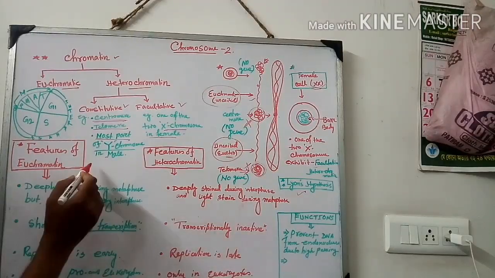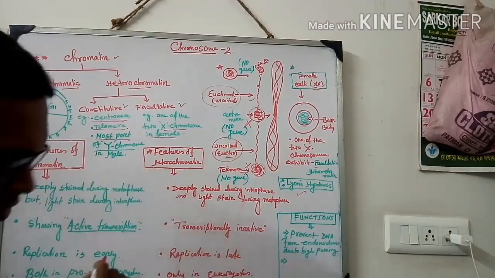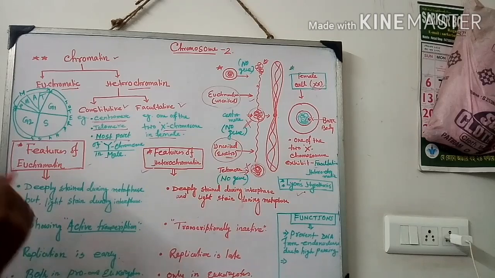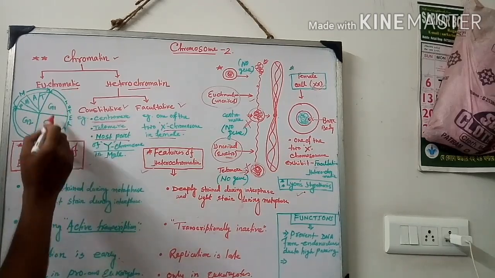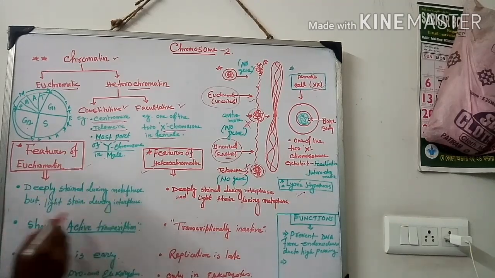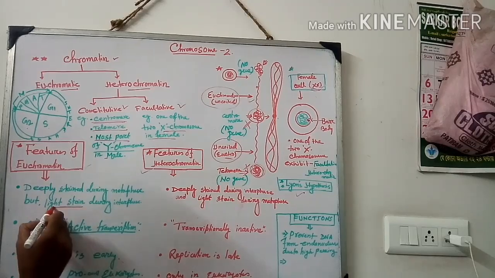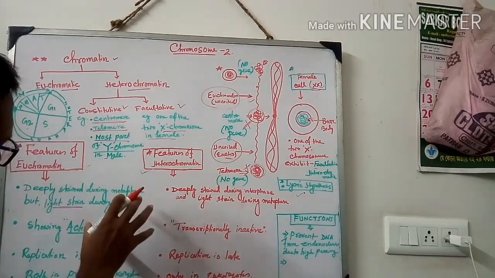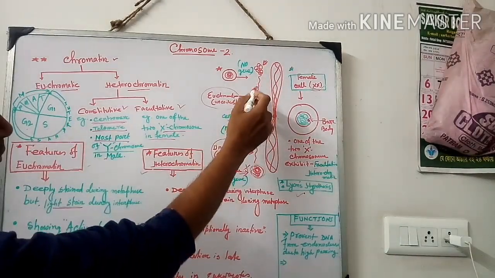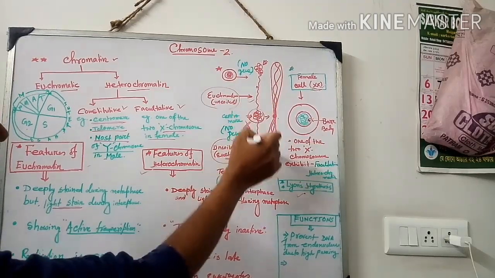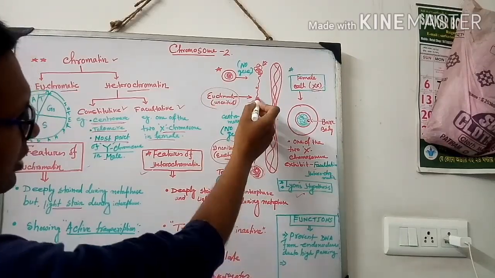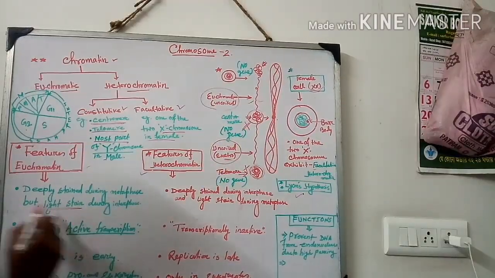Now, what are the differences? What are the features of euchromatin and heterochromatin? Features of euchromatin: during the interphase stage of the cell cycle, that is G1, S and G2, all euchromatin will take a light stain. If we stain the cell or chromosome, they will take little stain during the interphase stage, because they remain in an uncoiled and functional state, and transcription occurs.